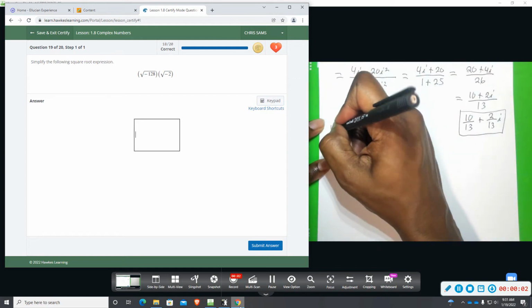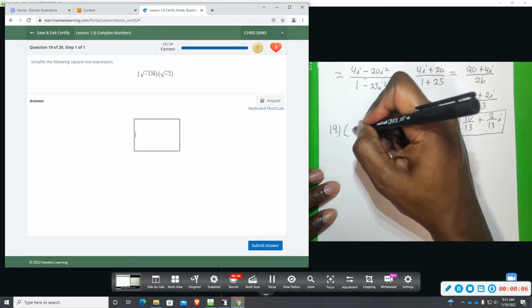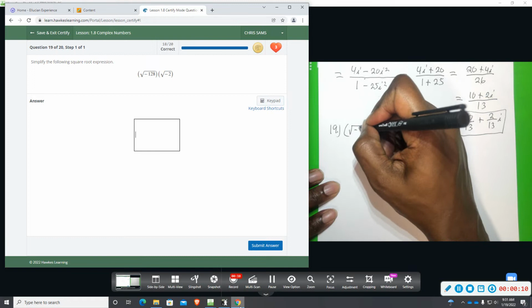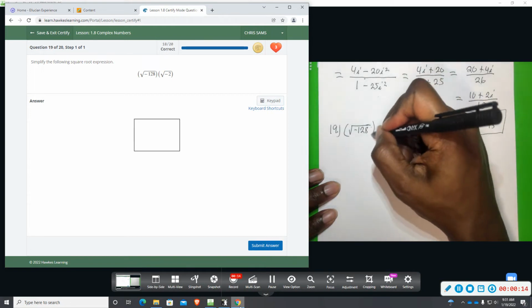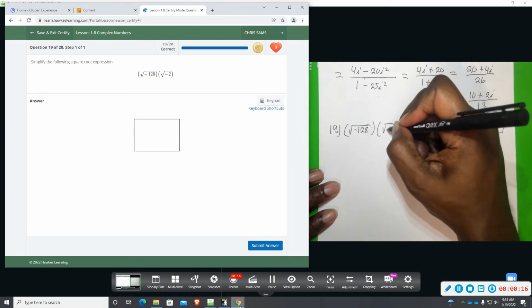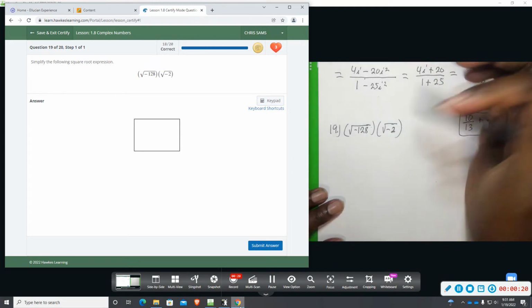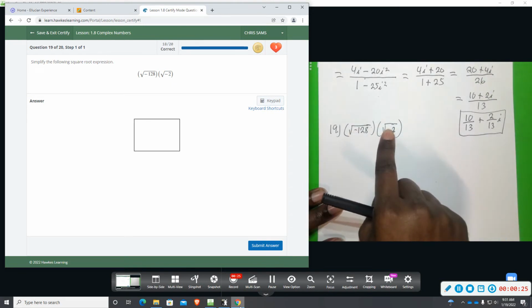Number 19, we are going to multiply two complex numbers, square root of negative 128 times the square root of negative 2. So the first thing you do is you have to pull the imaginaries from the square roots.